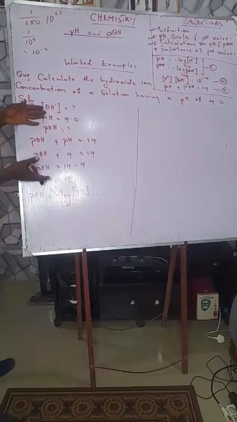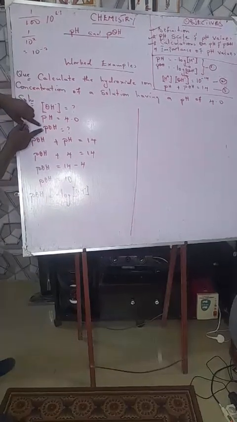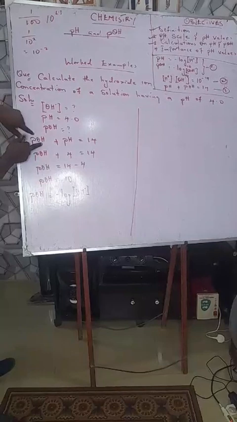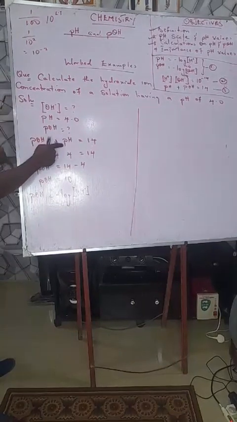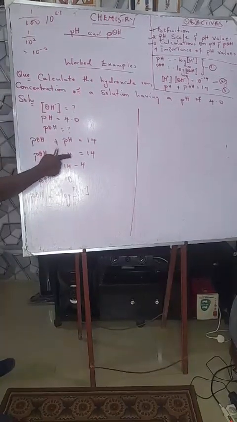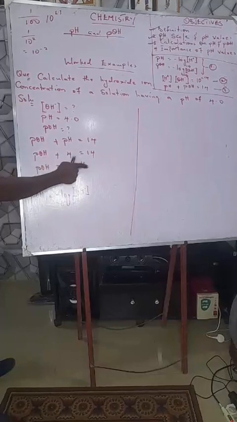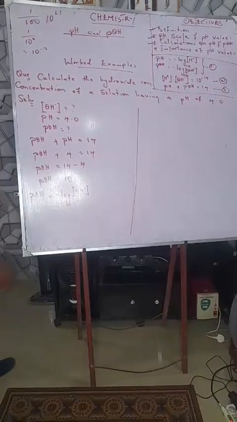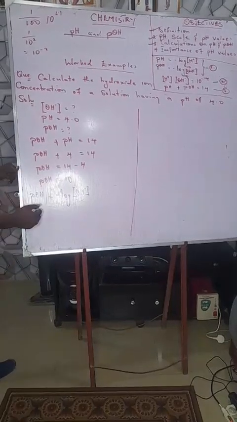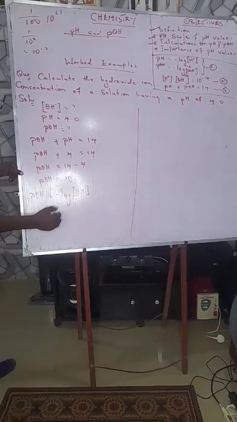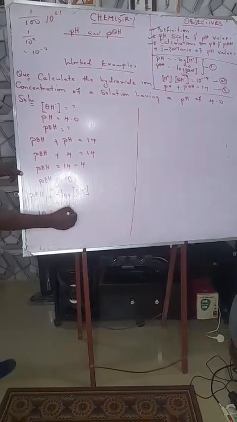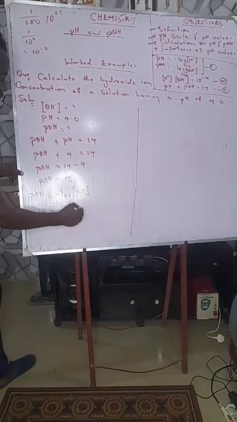But you can as well use this one, which is I first calculate my pOH. So pOH plus pH gives me 14. I have given you the value of pH, which is 4, equals 14. Then I cross multiply, collect the like terms, and my pOH is equal to 10. And from here now, the value of pOH, 10, equals minus log. What is it? This is the one they said we should find.